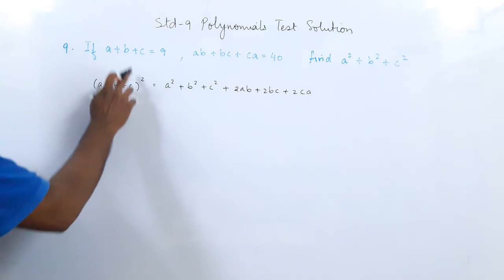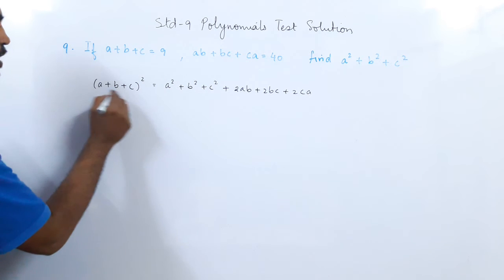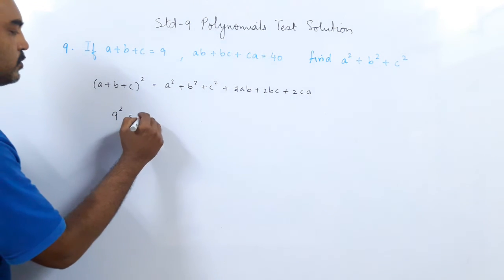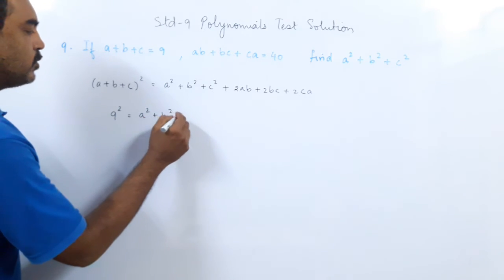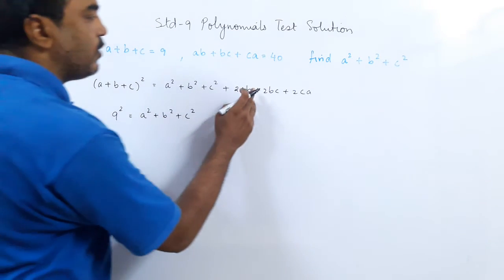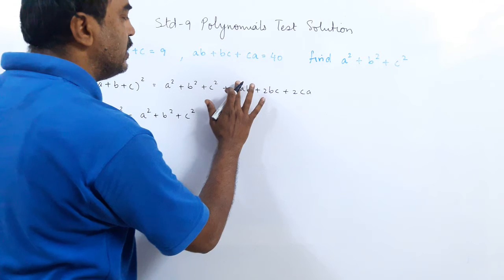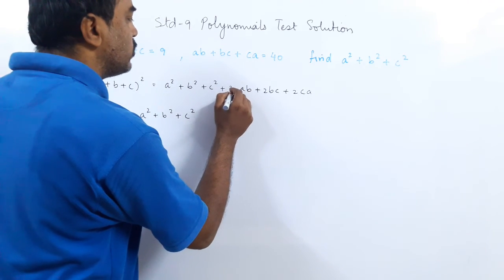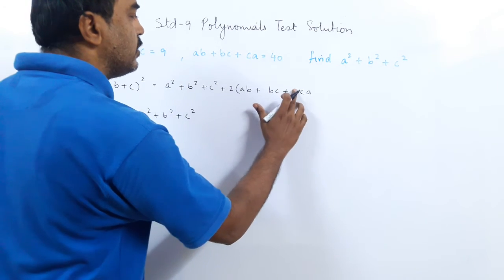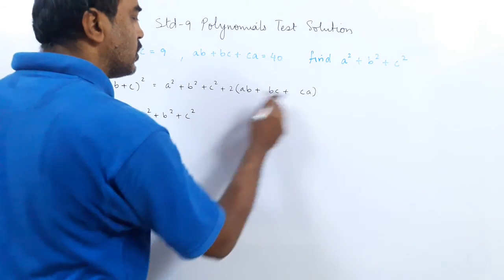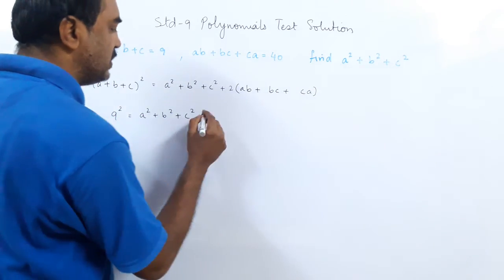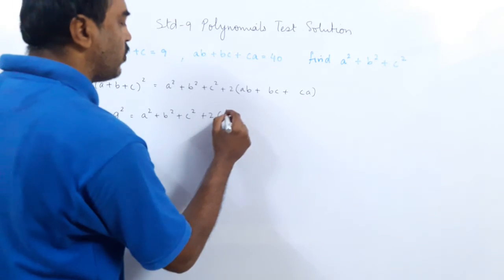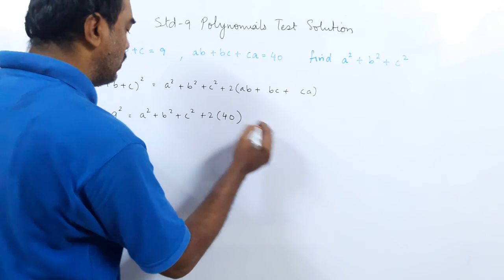Now what is a plus b plus c? It is 9. So instead of a plus b plus c, I put the value 9. So 9 square is equal to a square plus b square plus c square. And here I have 2ab plus 2bc plus 2ca. So if I take the 2 common outside, I should get 2 common outside, ab plus bc plus ca. So I put here 2. But what is ab plus bc plus ca? It is 40. So I put the value 40.